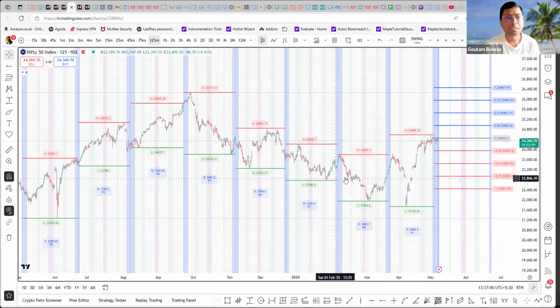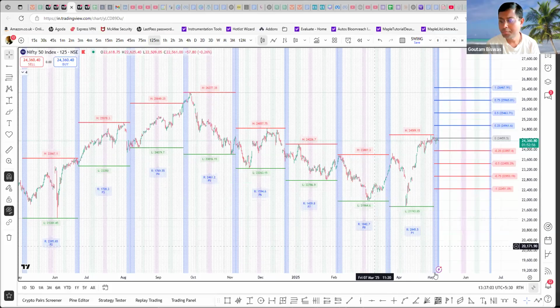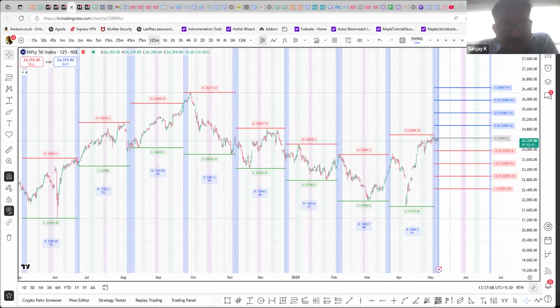Let me now stop the recording and I can take up any questions you have. Just give me a minute. Yeah, no question for this year swing indicator. It looks very good.